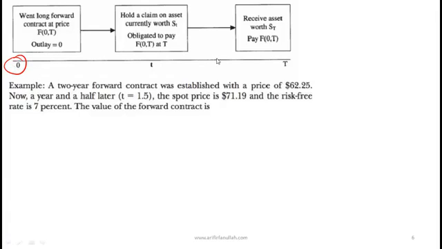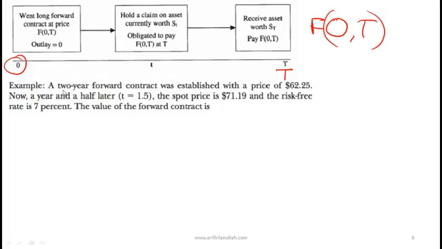The forward contract expires at time T. This big T always stands for when the forward contract expires. The terminology used in the curriculum is F0T, where F stands for a forward contract, 0 stands for when the contract is initiated, time 0, and big T stands for the time at which the forward contract matures.